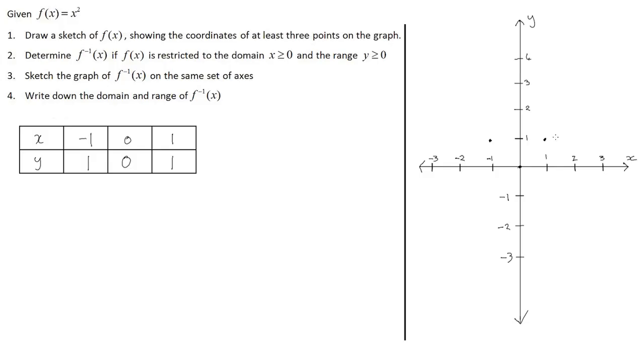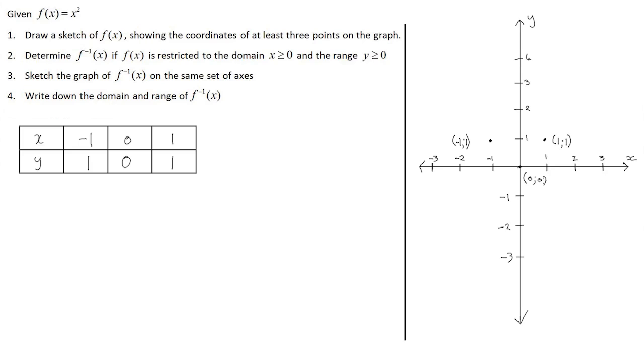Maybe I should just write down the coordinates. Your x will be 1, and your y will also be 1 right here. On the other side, we have x as negative 1, and then y as 1. And this one would of course be 0 and 0. Okay, there we have our points.